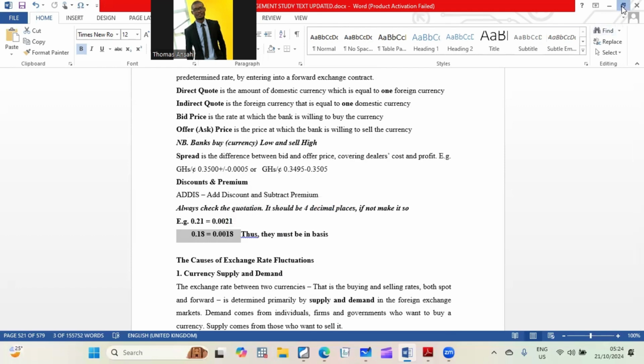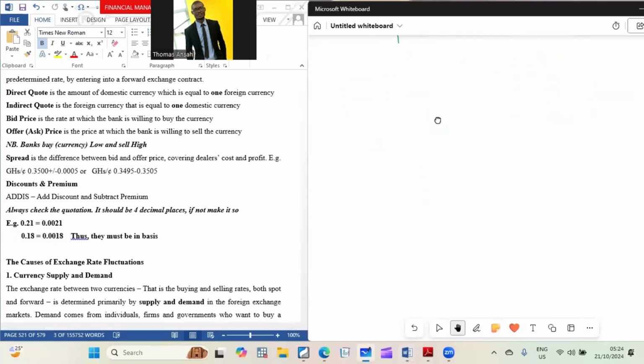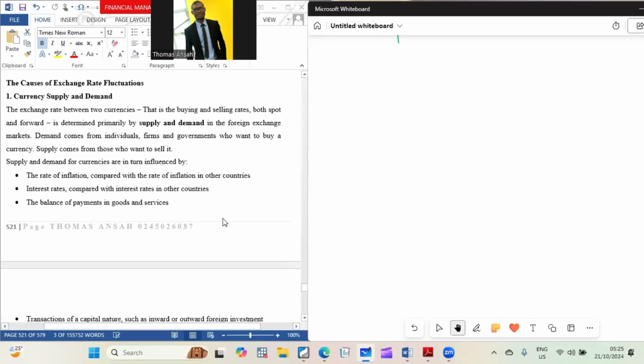Now, why is the exchange rate moving? Why does it go up and why does it come down? The main reason, one, is because of demand and supply. When supply exceeds demand, there is a reduction in the exchange rate. But if demand exceeds supply, then you are going to see a huge rise in the exchange rate. So basically, demand and supply is one of the causes of exchange rate movement.